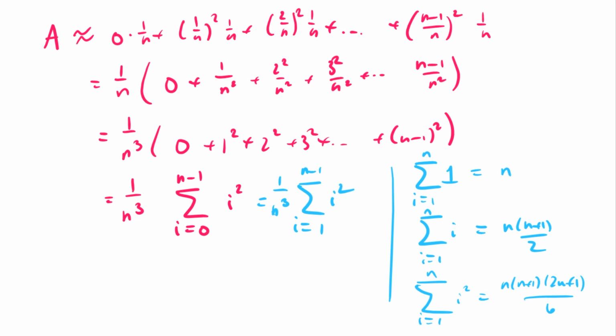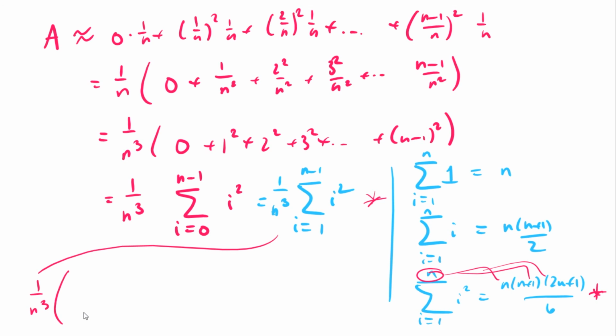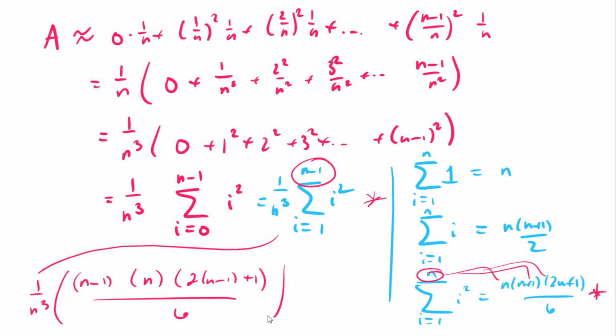Now I can apply the formula. The formula says whatever this number is up here gets plugged in for all these n's on this side over here. So what I'm going to do is move away from this abstract sum and turn it into a concrete formula. Applying the formula, this turns into 1 over n to the third. And then what do we get out of the formula? Well, everywhere I see an n in the formula, I've got to put an n minus 1. So I get n minus 1 times n times 2 times n minus 1 plus 1, all divided by 6. And that is just a concrete formula.